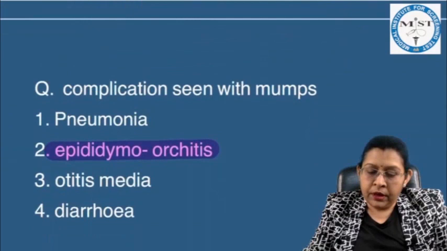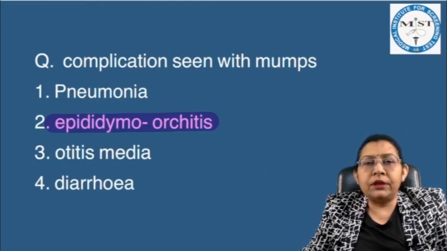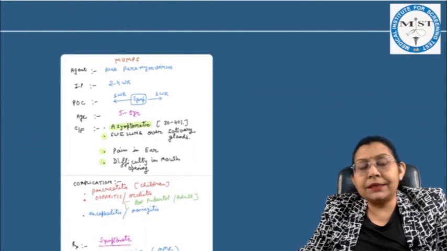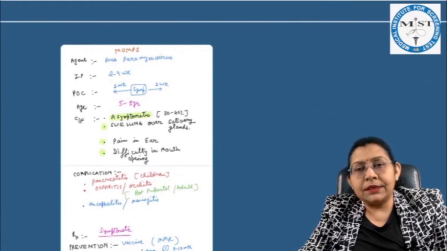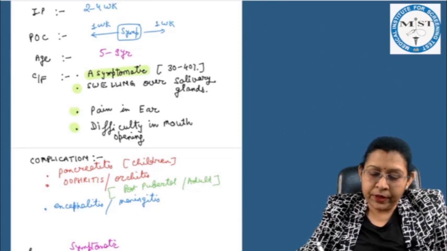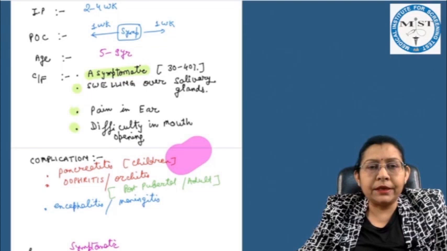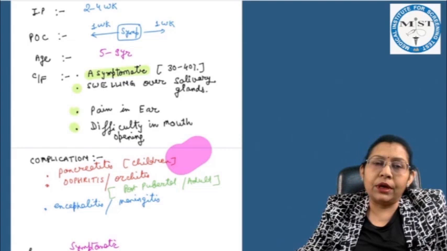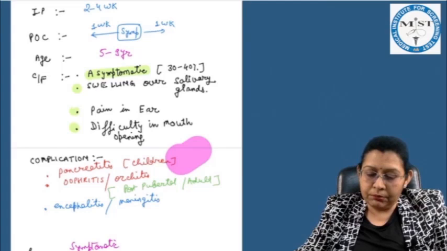Now first question, complications seen with mumps, and we all know that it is epididymorchitis. And we had clearly discussed this topic in our live classes, online classes, as well as in our Miss Next app about the complications happening because of mumps infection. As in children, there is possibility of pancreatitis, oophoritis or orchitis seen in postpubertal or adults, and there is encephalitis or meningitis also seen. So these are few complications of mumps infection.